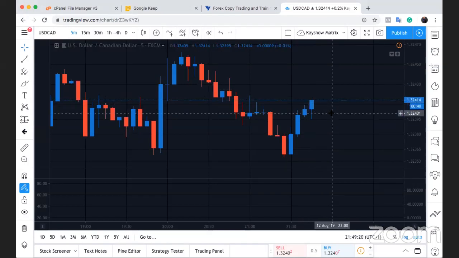This is how price moves in the Forex market, guys. Price does not stay in one place. You can see that it can be red this moment and then in seconds it becomes blue. That is the way the Forex market moves.